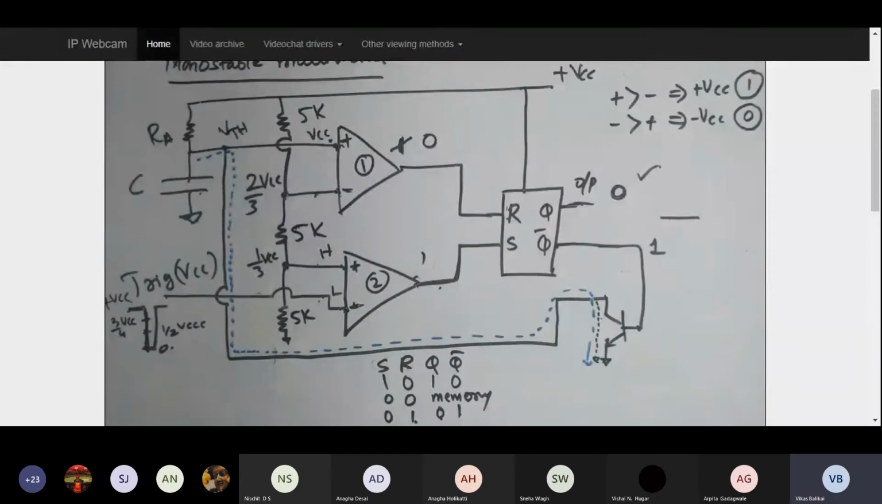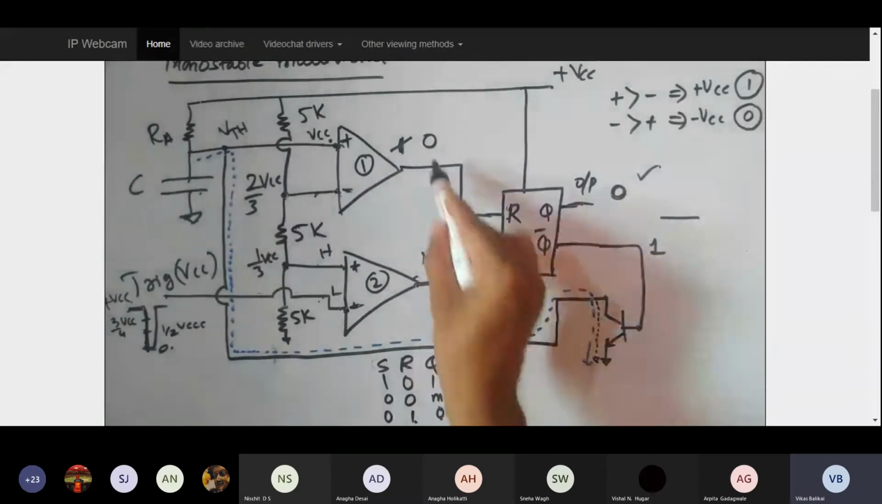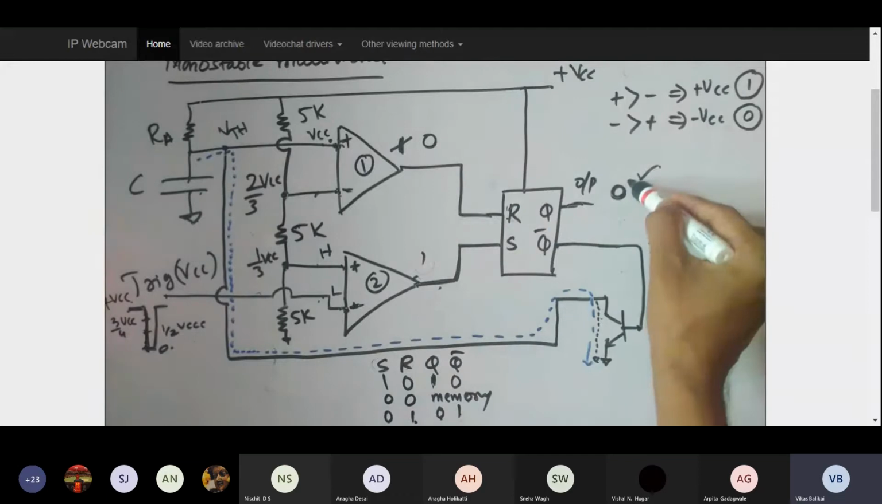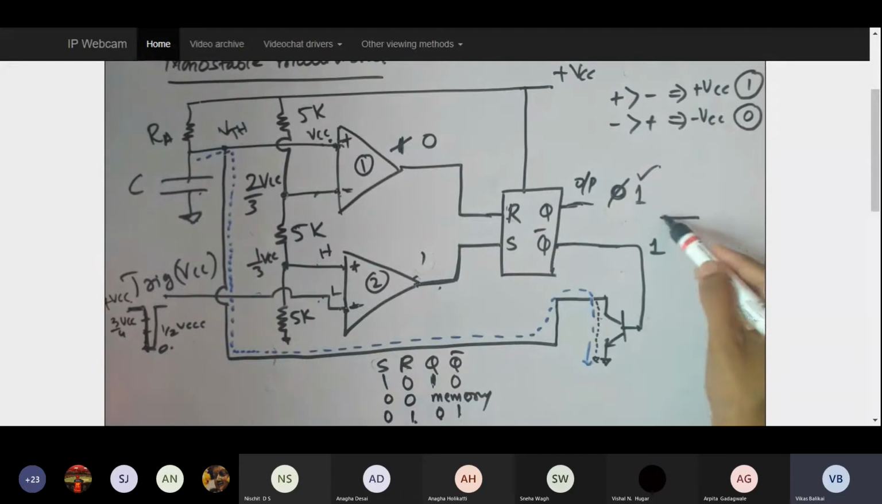So under this scenario, what is the thing now? S is 1, R is 0. So my Q will be held at 1. Earlier it was at 0. Now it will shift from 0 to 1.